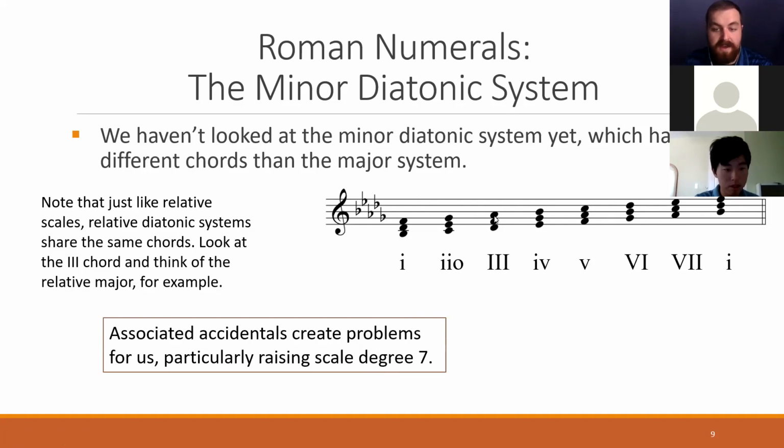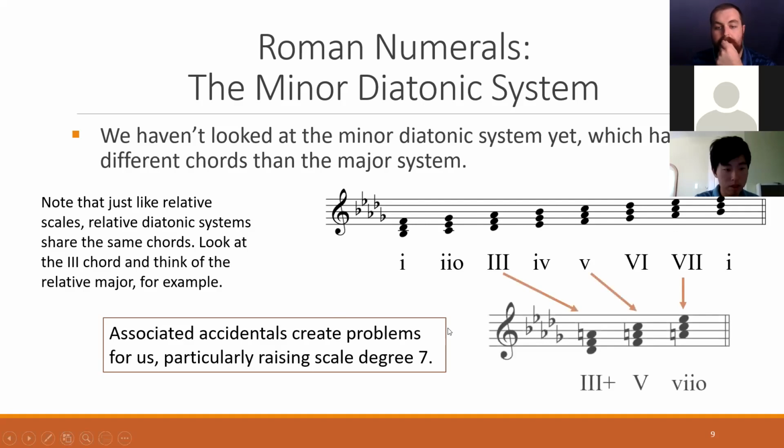The 3 chord has an A in it, the 5 chord has an A in it, and the 7 chord has an A in it. Those are the 3 chords that have A's in them. That gives us 3 new chord qualities. If we raise up the top note of 3, we get an augmented chord. That's where augmented chords can happen in diatonic systems. If we raise up A natural in F, or pardon me, in an F minor chord, we get an F major chord. We get a capital 5.